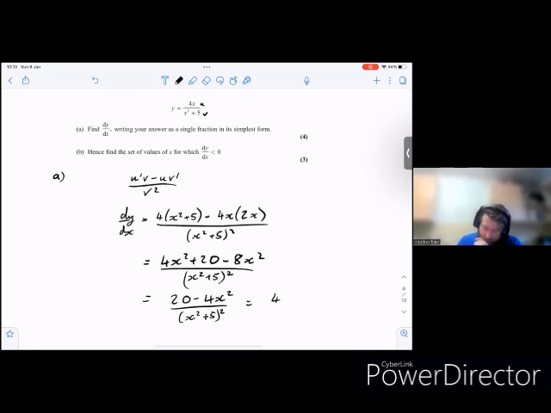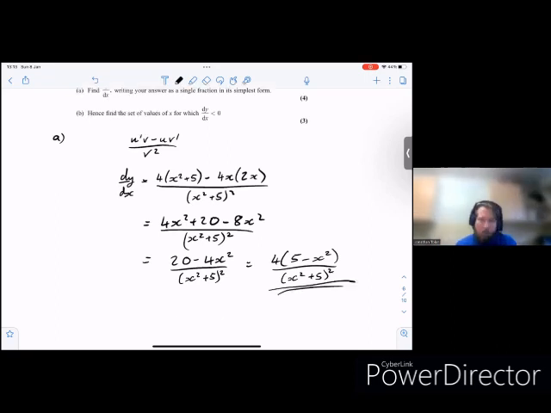Which is 4 bracket 5 minus x squared. It sort of looks like it should cancel, but we've got 5 minus x squared, not x squared plus 5.